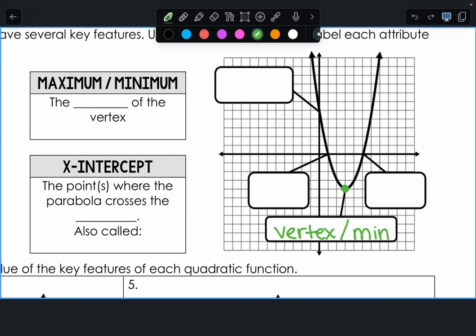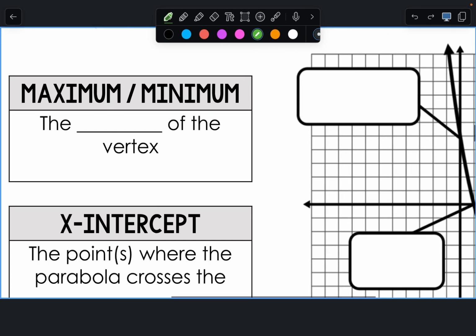Okay. So now the maximum and the minimum, if they ever ask you for the value of the maximum or the minimum, they're asking you for the y value of it. Okay. They're asking for the y value.